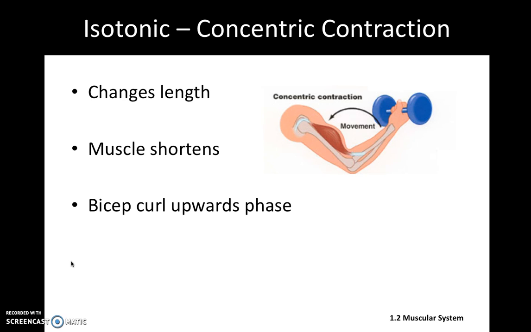A concentric contraction involves the muscle shortening as the ends of the muscle come closer together. This type of contraction is what the majority of people would be able to identify as a contraction as opposed to the other types. An obvious example of concentric contraction would be the contraction of the biceps brachii during the upwards phase of a bicep curl.